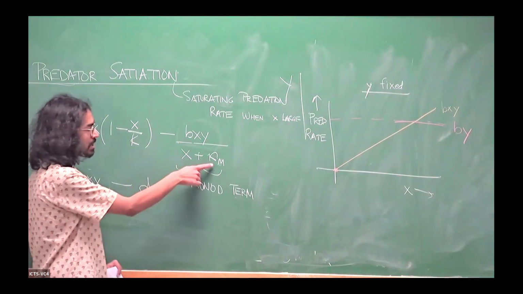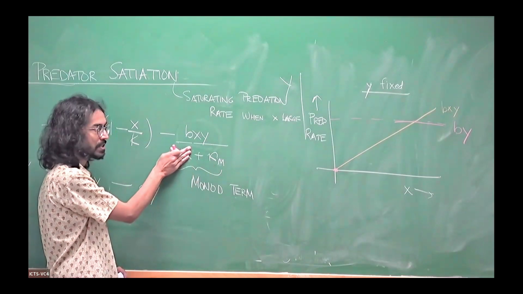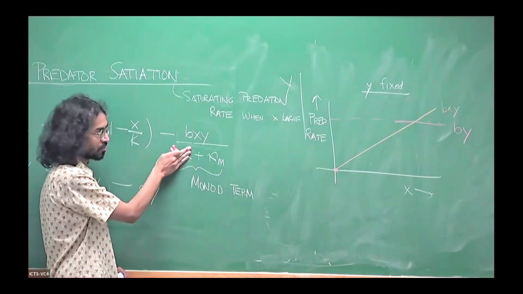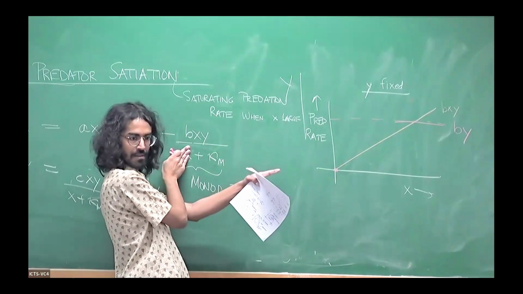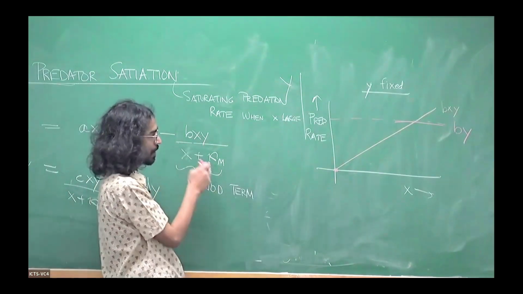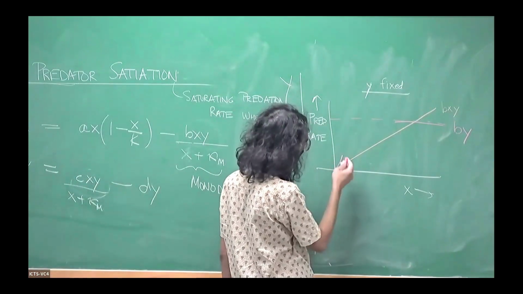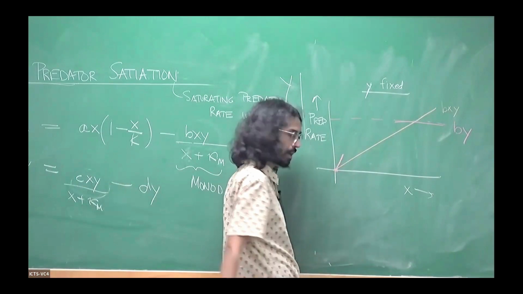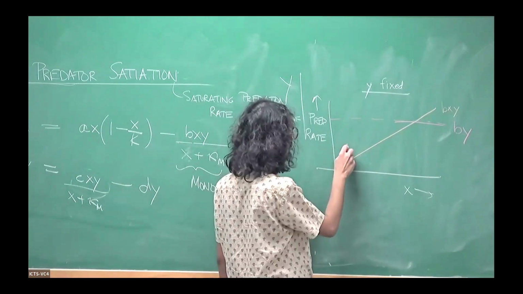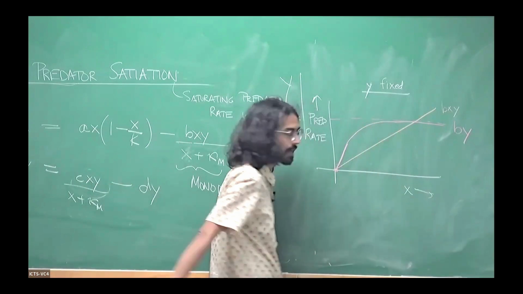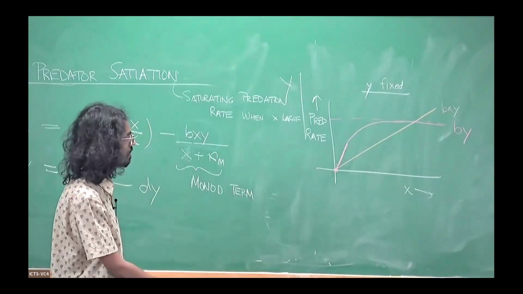What about when X is not 0 but small compared to kappa m? Now X is much smaller than kappa m, so you can ignore this. So this looks like a line, right? What's the slope of the line? Is it B? Yes, B over kappa m. That might be a higher or lower number depending on the value of kappa m, but it's a line again. At some point the line meets this saturating behavior, and you see this.